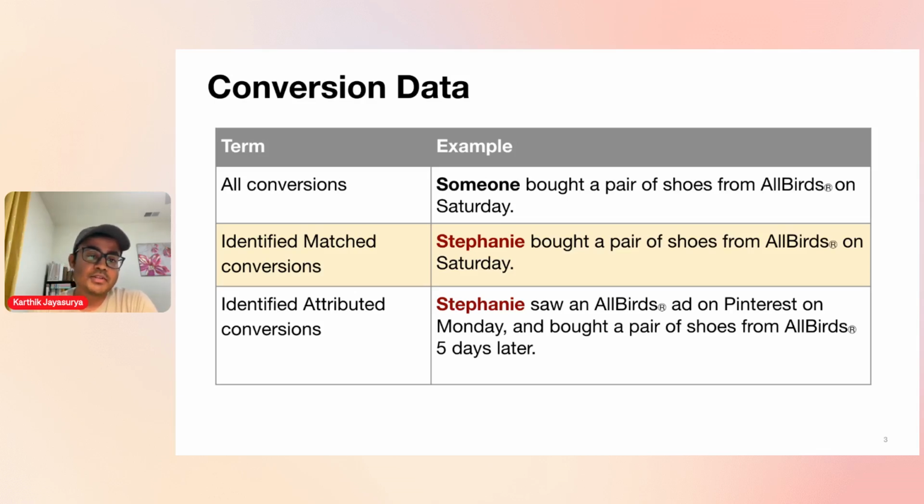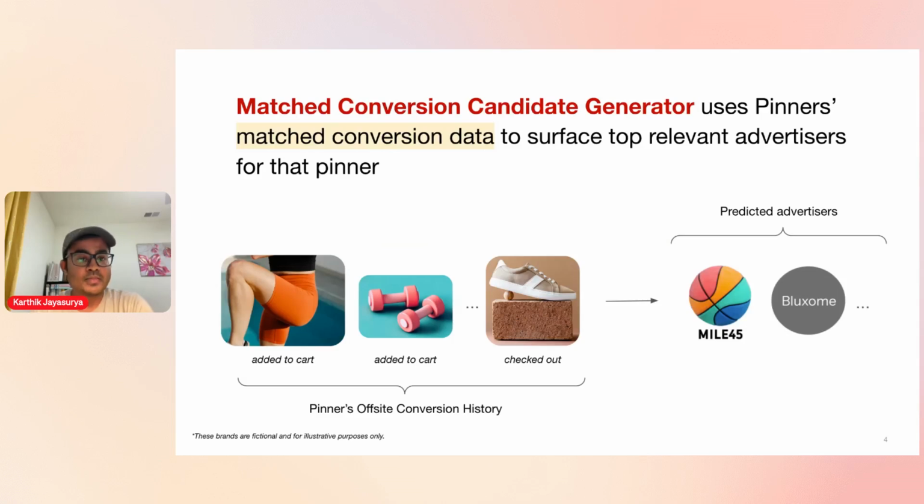And let's say Stephanie saw an Allbirds ad on Pinterest and 5 days later bought a pair of shoes from Allbirds. Then we can say that that specific purchase can be partly attributed to the ad seen on Pinterest. So most candidate generators that are currently in Pinterest funnel are based on these identified attributed conversions. But today we would look more at identified match conversions, which is a much larger set than attributed conversions.